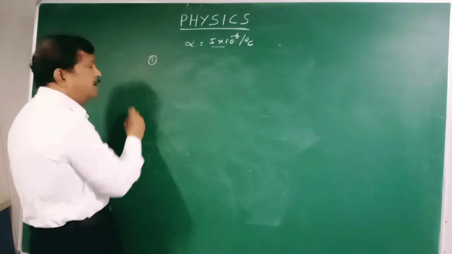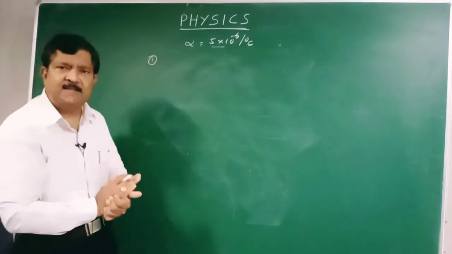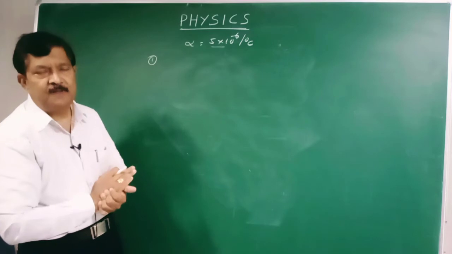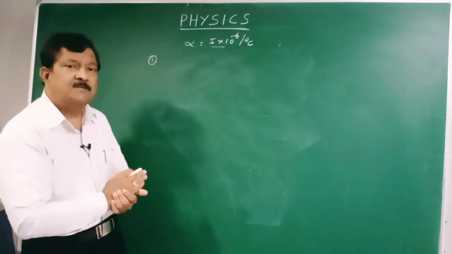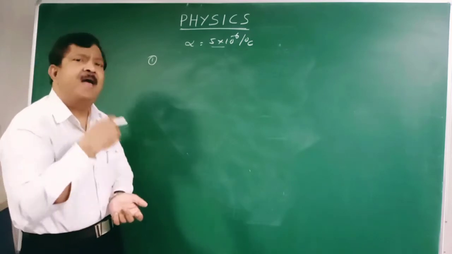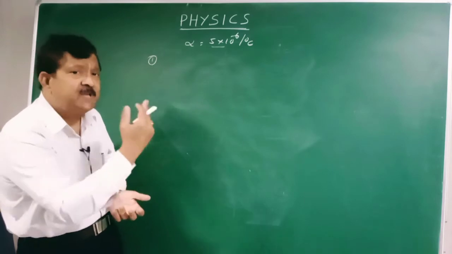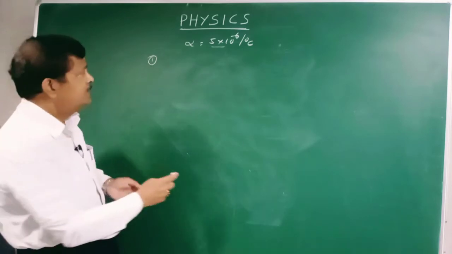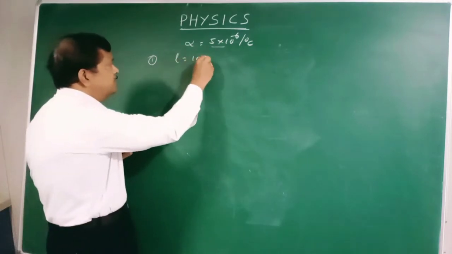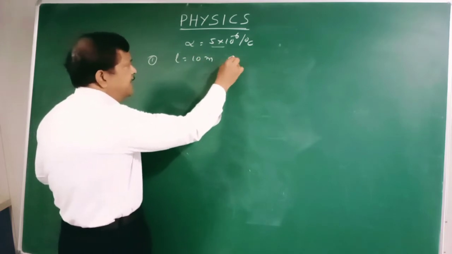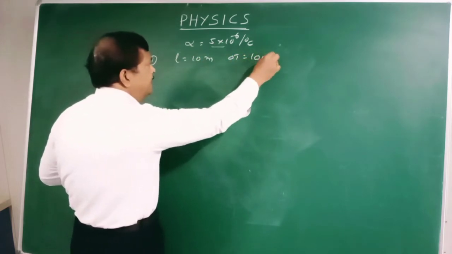Number 1. Suppose there is a rod of length 10 meter. Suppose I have increased the temperature by 100 degrees centigrade. What is the change in the length of the rod? So the initial length of the rod is 10 meter and the change in temperature is 100 degrees centigrade.